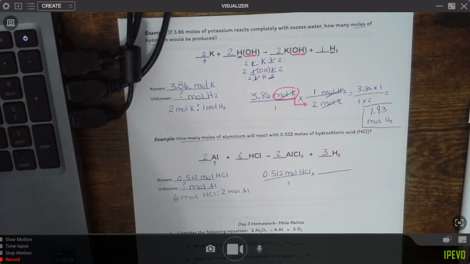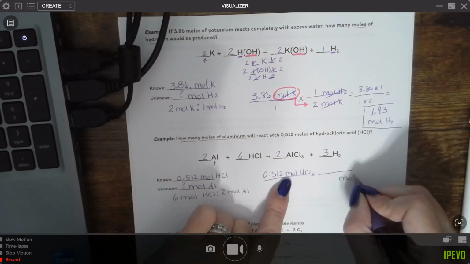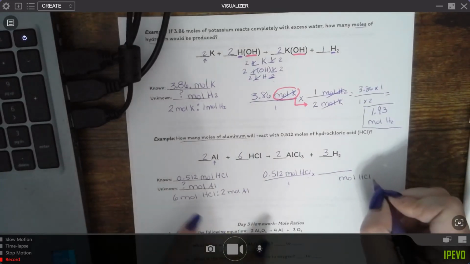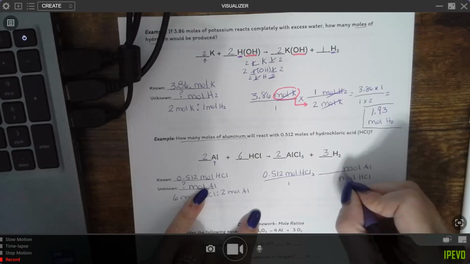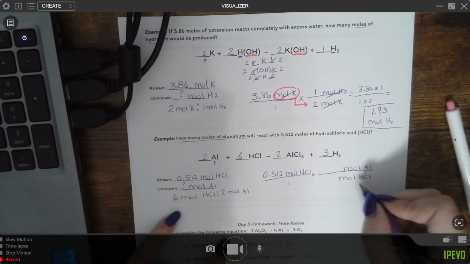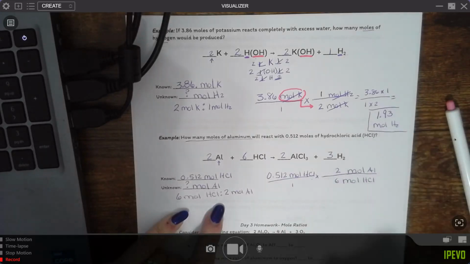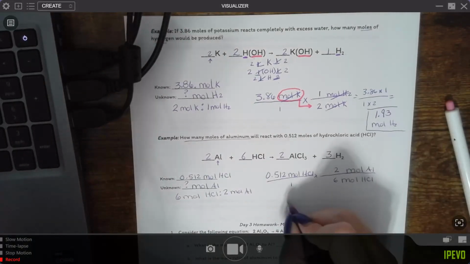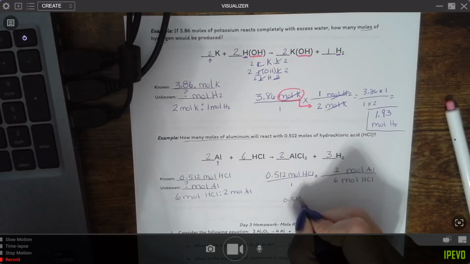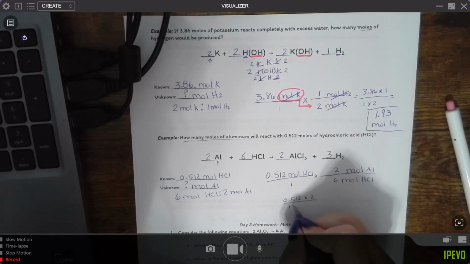And now it's important to note, look at our units. So moles of HCl is going to go below. And then what we're looking for, moles of aluminum, is going to go on top. All right, and then I'm going to get my coefficients. So for every 6 moles of hydrochloric acid reacted, we would need 2 moles of aluminum. Okay, so now to do this math, I'm going to take 0.512 times 2, okay, over 1 times 6.